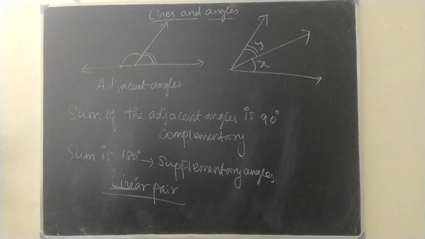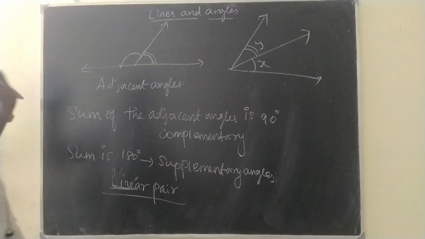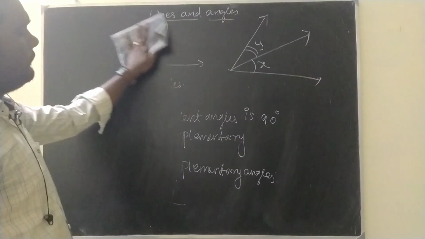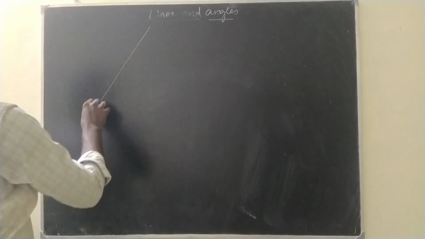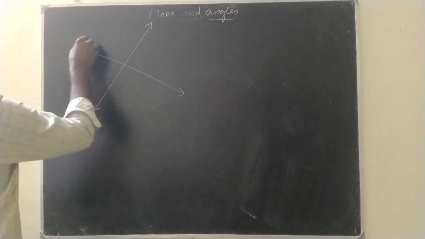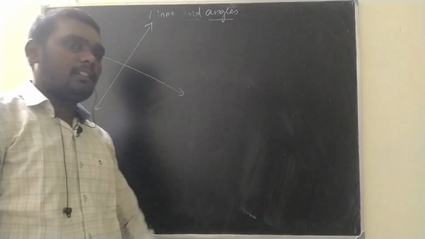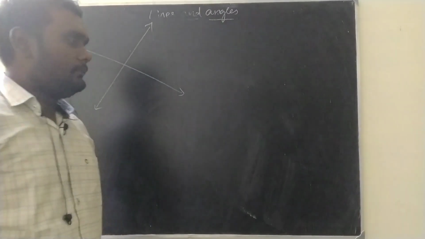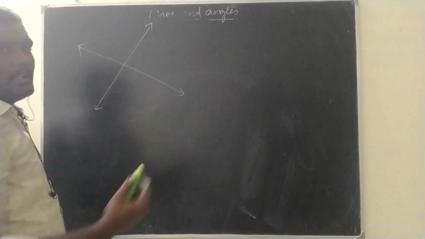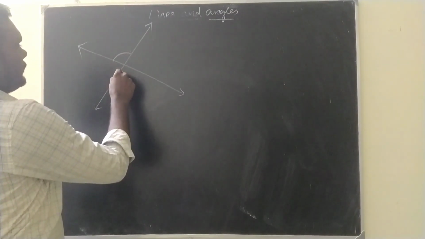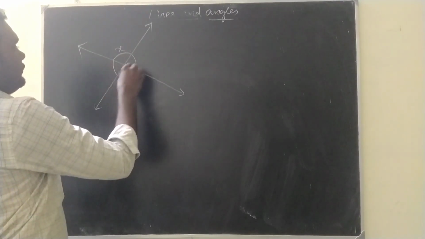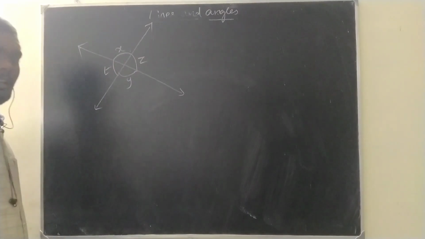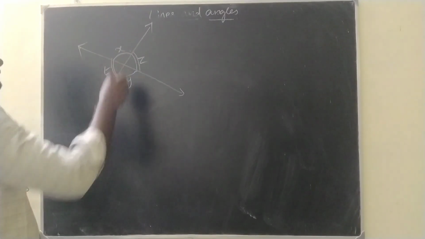Okay, next, vertically opposite angles. Two lines have one common point. Two lines intersect each other at one point. Then in this, these two are vertically opposite angles. Like we'll name this x, y, and these two are vertically opposite angles. All of them have different measures.